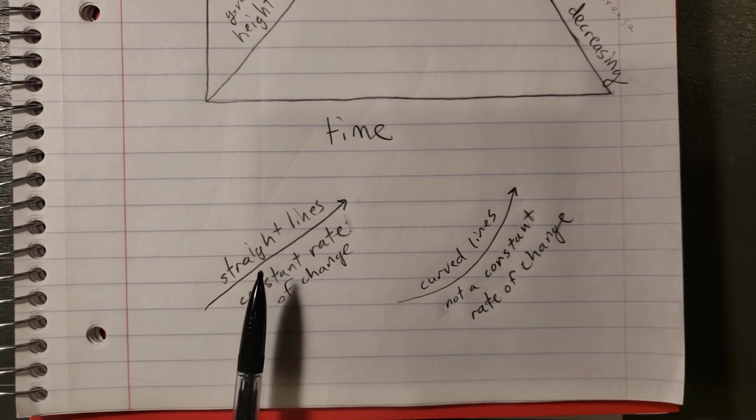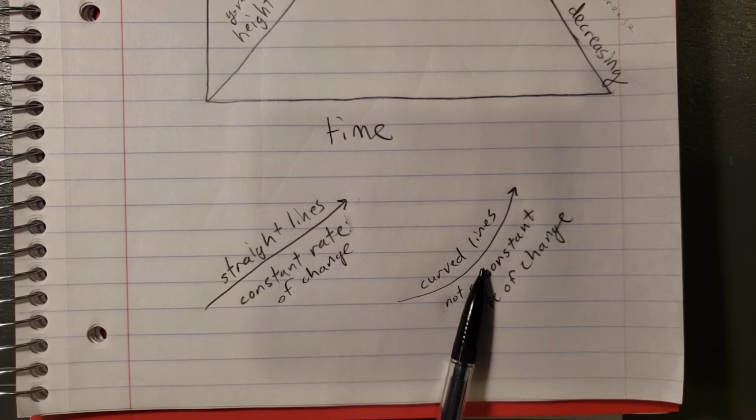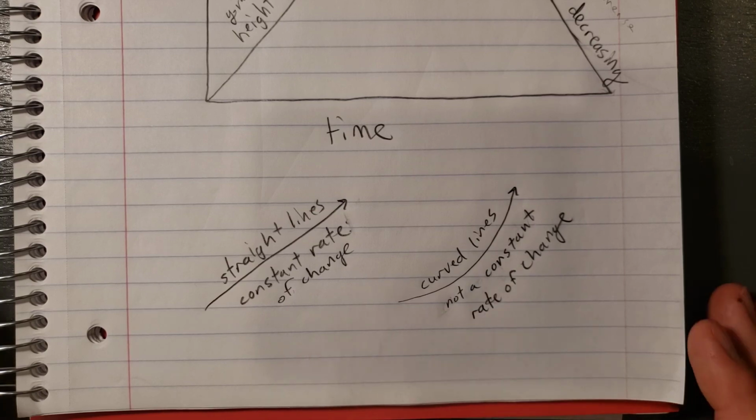Anyway, straight lines, constant rate of change. Curved lines, not a constant rate of change. Got it? All right, that's it.